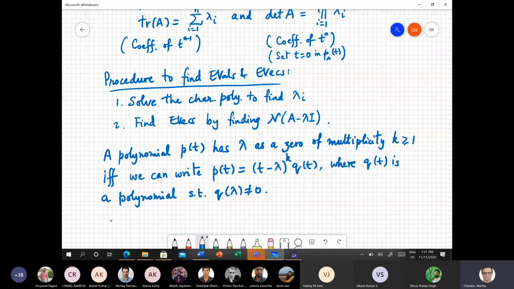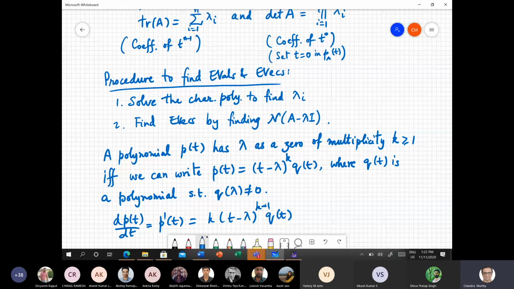So basically, if I take, for example, p dash of t, dp of t by dt, this will be equal to k times t minus lambda power k minus 1 times q of t, plus t minus lambda power k times q dash of t, right? And so from this representation, you can see clearly that p dash of lambda will be equal to 0 if and only if k is strictly more than 1.